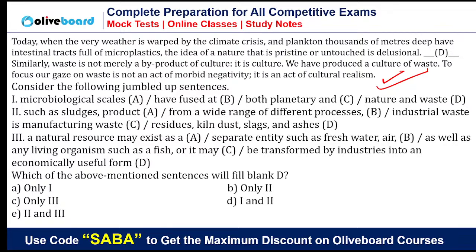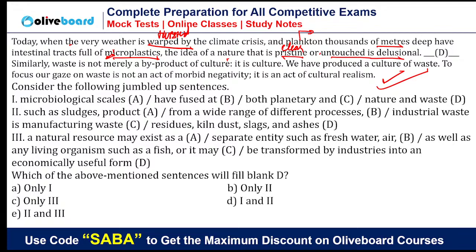It became a type of parafiller. Okay, let's see. Today, when the weather is warped up by the climate crisis, warped up means twisted, changed, twisted by the climate crisis, and plankton thousands of meters deep have intestinal tracts full of microplastics. So plankton means sea creature, okay? So their intestinal tracts are full of microplastics. The idea of a nature that is pristine, pristine means clear or untouched, is delusional. So nobody can even imagine a nature that is pristine and untouched. Okay, so that is just our hallucination.